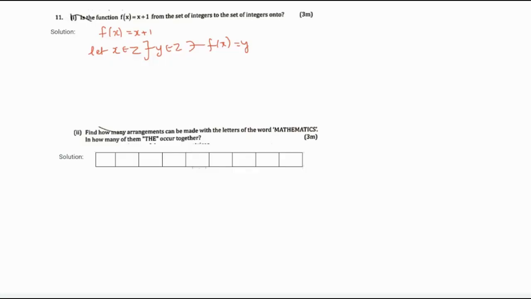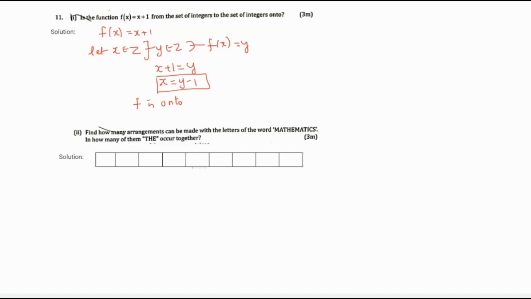So now what is f of x? They have given x plus 1 equals y. Then x will be y minus 1. So therefore, f is onto.